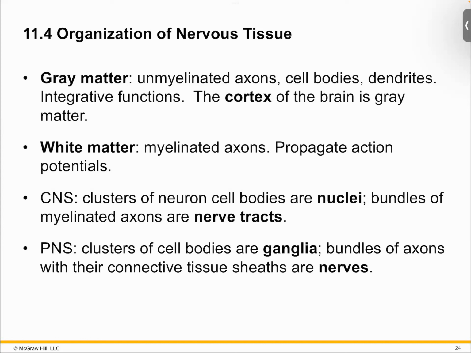This is one of the reasons why you get muscular atrophy in paralytics. So then we have gray matter, right, which is basically a combination of unmyelinated axons, cell bodies with their dendrites and things of that nature. Oftentimes we'll see this in the cerebral cortex. There's a lot of gray matter out there, a lot of processing.